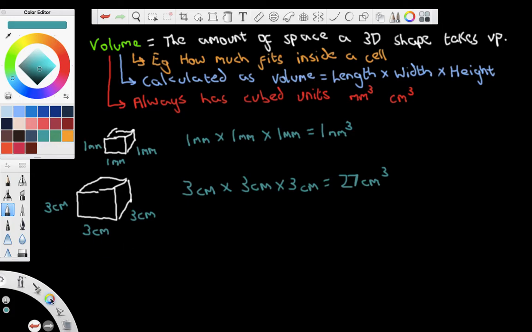Let's do one more before we look at surface area to volume ratio, which is a bit more difficult. So our final cube, again, these aren't drawn to scale. I'm just adding numbers to them. Our final cube has the following measurements. It has 5 millimetres along the bottom, 5 millimetres along the side, and 5 millimetres high. Pause the video now, see if you can work out the volume of this cube.